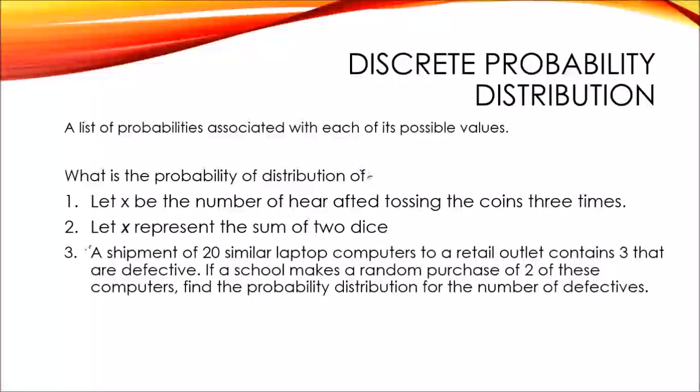Discrete probability distribution. A discrete probability distribution is a list of probabilities associated with each of its possible values. So we're dealing here with a random variable. I have already explained in my previous video what random variables are and what the classifications of random variables are. So if you missed the lecture, please have a quick visit to that video.